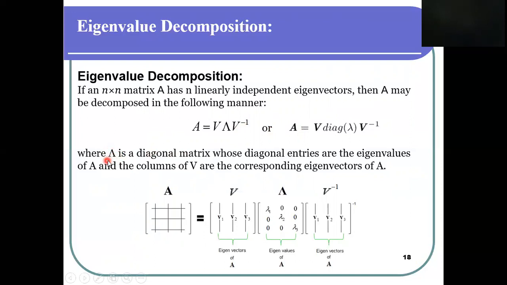Here capital lambda is the diagonal matrix whose diagonal entries are the eigenvalues of A, and the columns of V are the corresponding eigenvectors of A. In that case, you can say these are the eigenvectors of A, these are the eigenvalues of A, and these are the inverse of the eigenvectors of A.